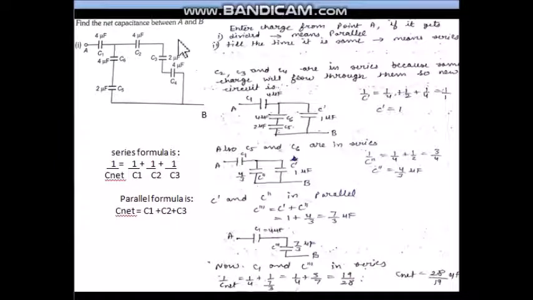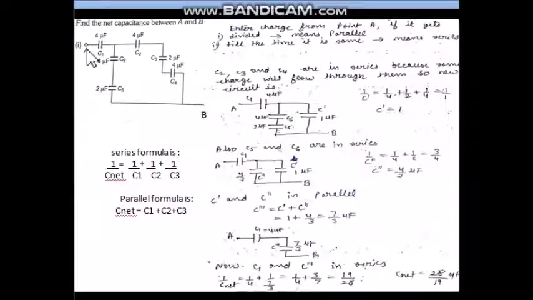Students, now we have the second question related to networks of capacitors. The question is, find the net capacitance between A and B. You can see that we have a number of capacitors C1, C2, C3, C4, C5, C6 connected between points A and B. Now in this, the battery is not shown. We have to simply find the net capacitance between points A and B.